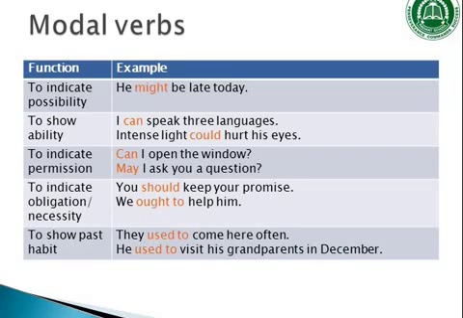To indicate obligation or necessity, we have the modal verbs should, must, have to, and ought to. For example, you should keep your promise. We ought to help him. And if we have to show any of our past habits, we have the modal verb used to. They used to come here often. He used to visit his grandparents in December.